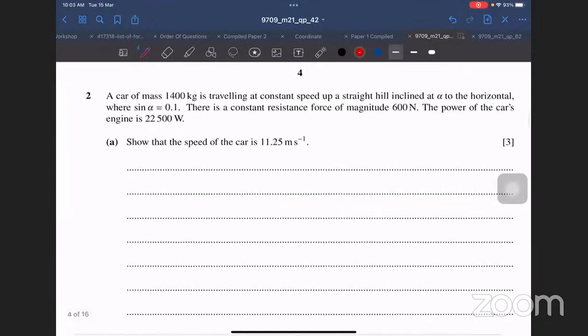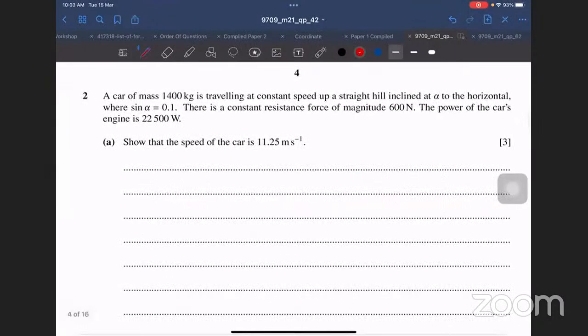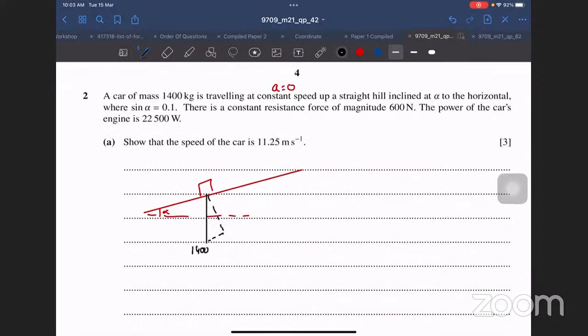Okay, a car of mass 1400 kgs is traveling at a constant speed up a straight hill inclined at alpha degrees to the horizontal, where sine alpha is equal to 0.1. When it says constant speed, it means acceleration is 0. We have to quickly draw the gravity and resolve the force. This is 14,000 sine theta, and this is 14,000 cos theta.